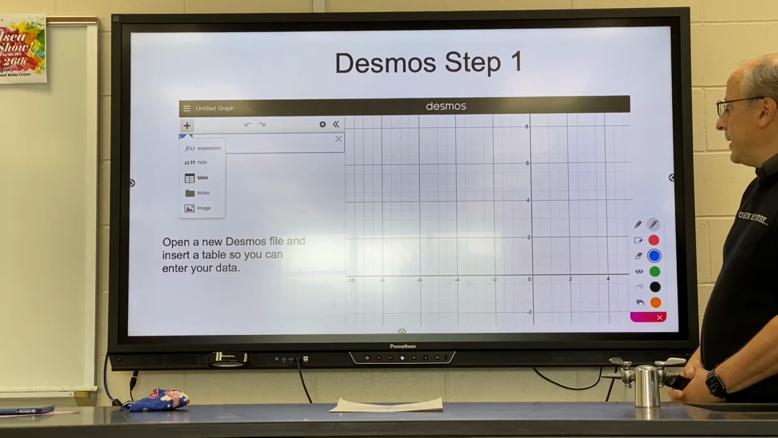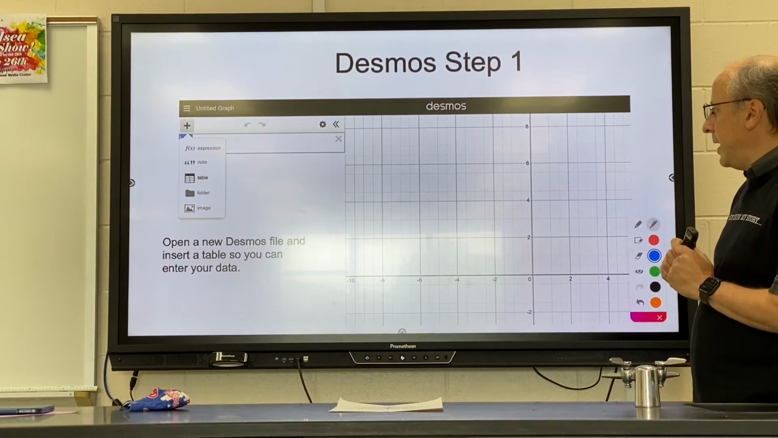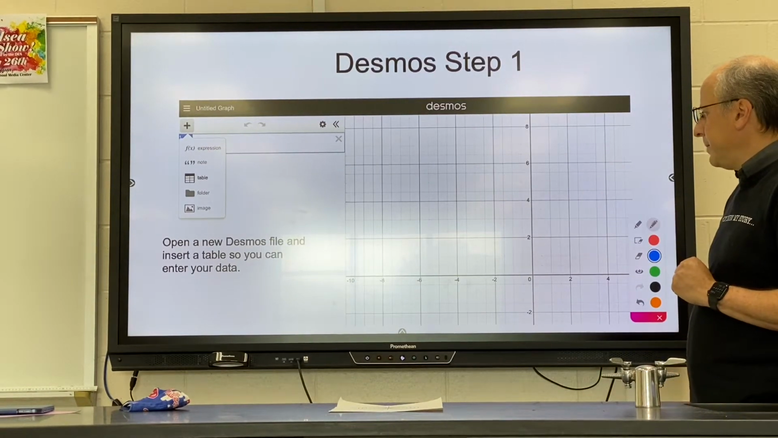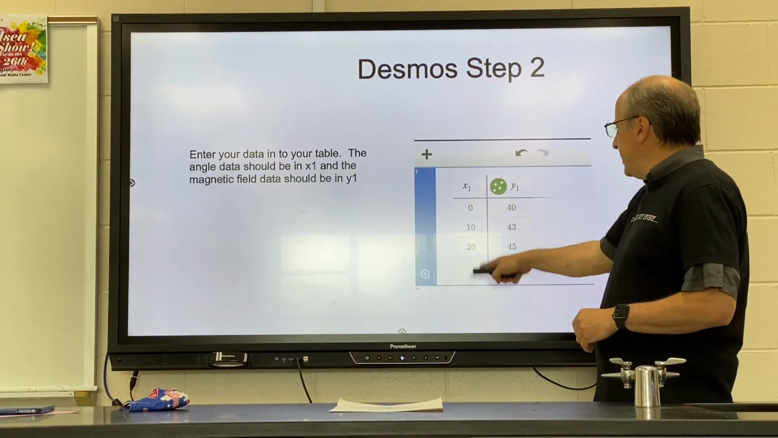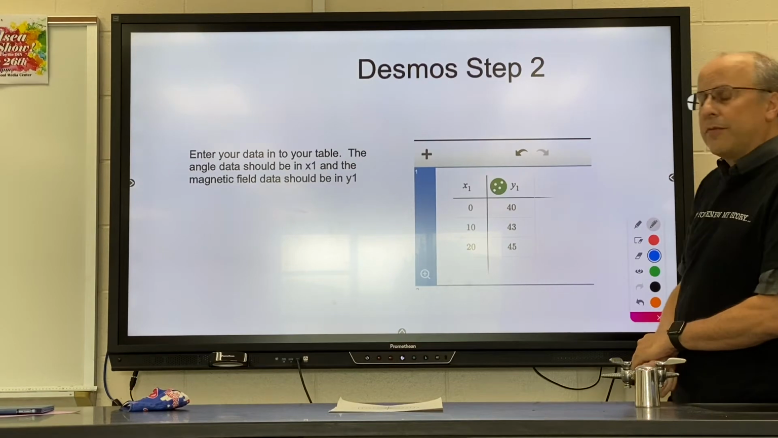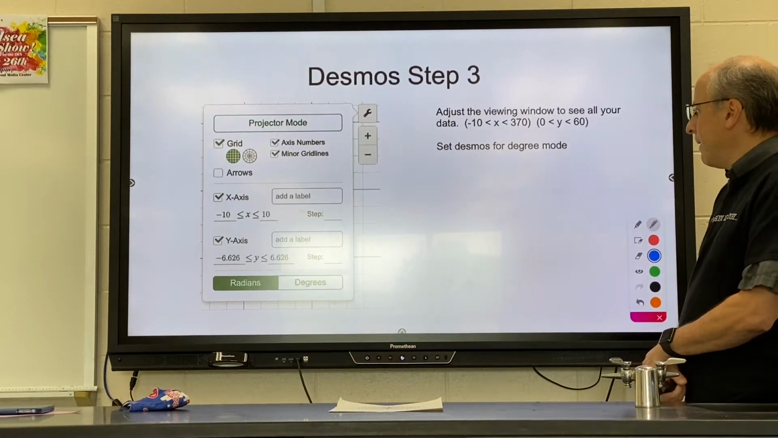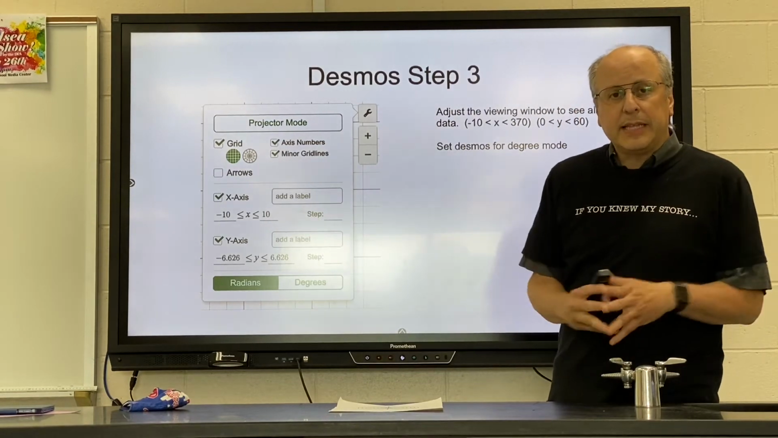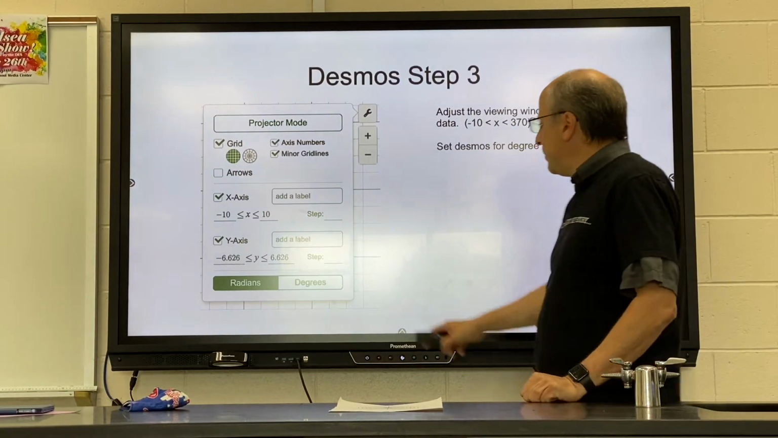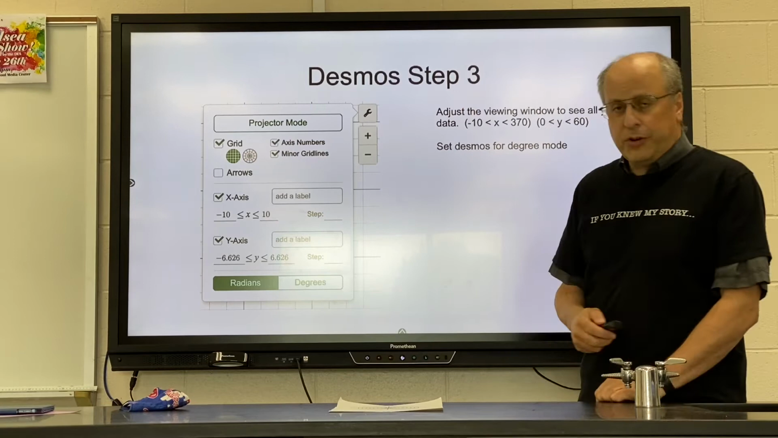Okay, so let's go through it again. You click on the little plus sign, you click on table. Once you have the table, angles here, magnetic field strength for y. You want to make sure you set up your window so you can see all of your x data points and all of your y data points, and you want to click on degrees.